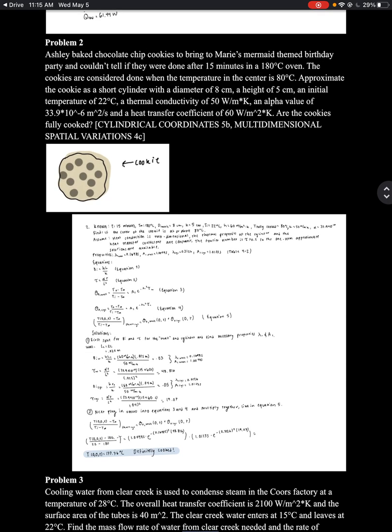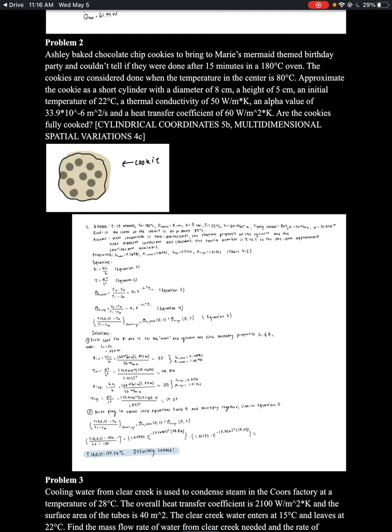In problem 2, Ashley is baking chocolate chip cookies to bring to Marie's mermaid-themed birthday party, and couldn't tell if they were done after 15 minutes, even though they were only supposed to be cooking for 7 minutes. So what she's going to do is assume that the cookie is a short cylinder. This uses the learning objectives cylindrical coordinates and multidimensional spatial variations of heat transfer.